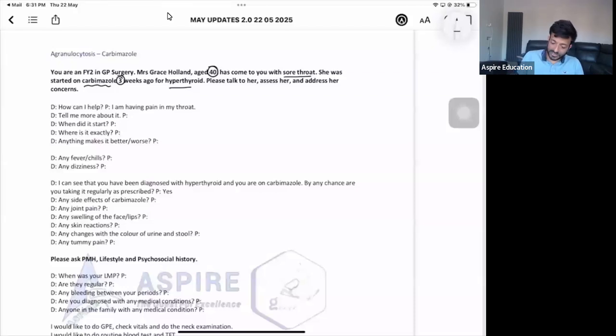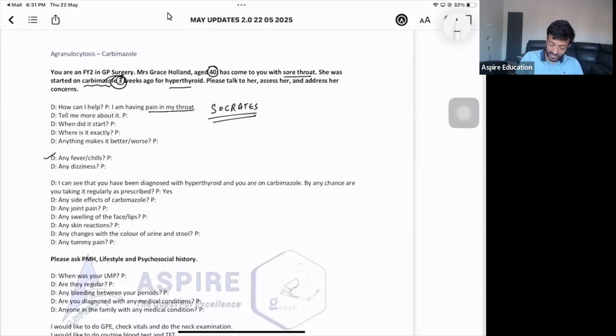How can I help you? This patient says, I've got pain in my throat. So you do a bit of SOCRATES. And obviously, when we have started any medication recently, and the patient has come up with a new symptom, we have to be very careful, because it might be because of a side effect of the drug. And carbimazole, we know, can cause agranulocytosis. So what are the questions I should be asking?